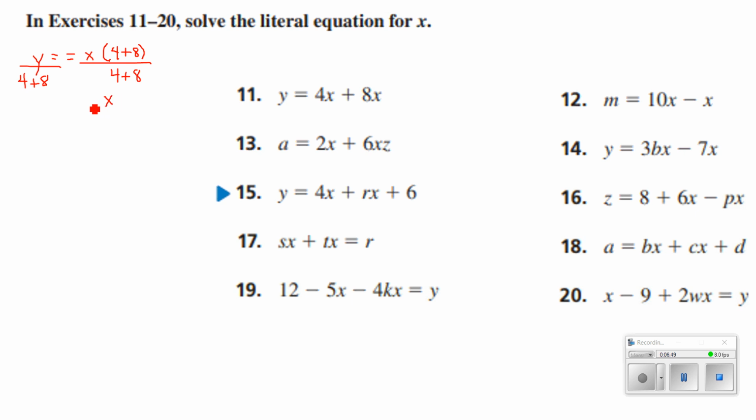I'm thinking I should get x equals y over 4 plus 8. I can combine 4 plus 8, right? That's 12. So can I just say y over 12 equals x? All right, so this is the same thing. 1 over 12 times y is the same as multiplying 1 to y, and that would be y over 12. All right, let's go to number 13.